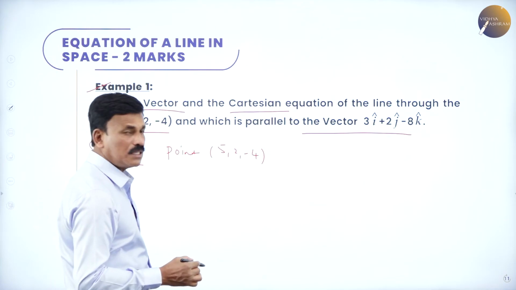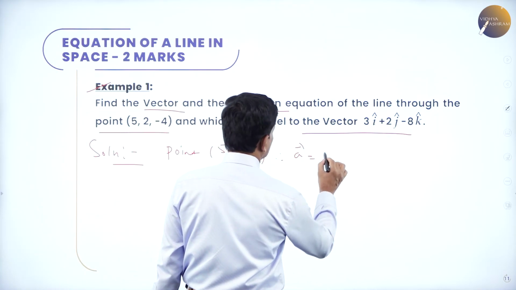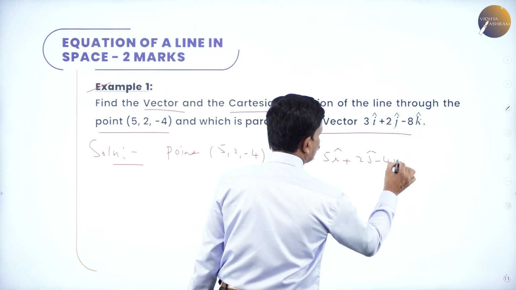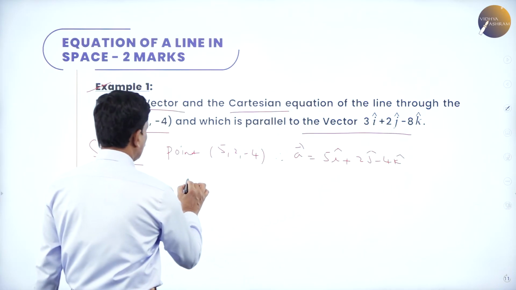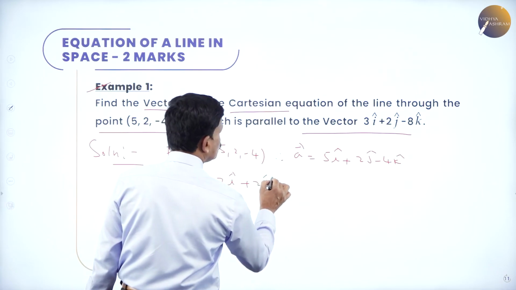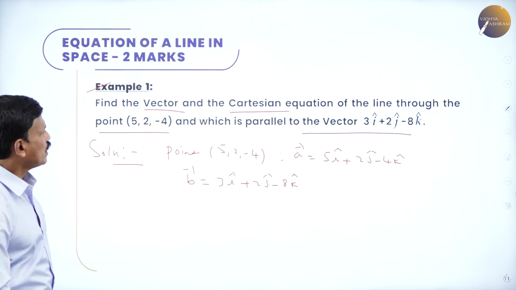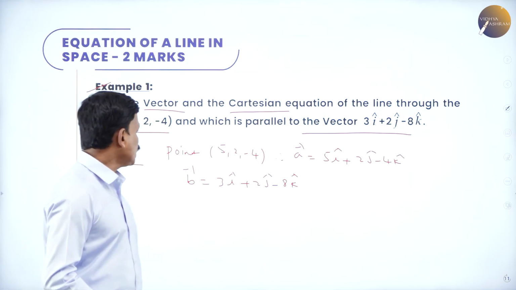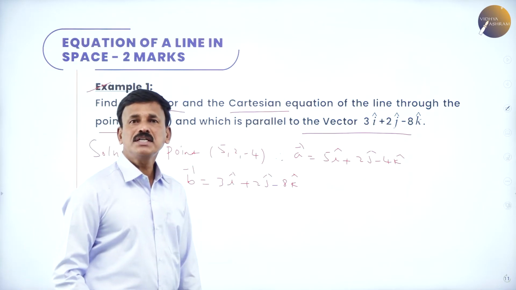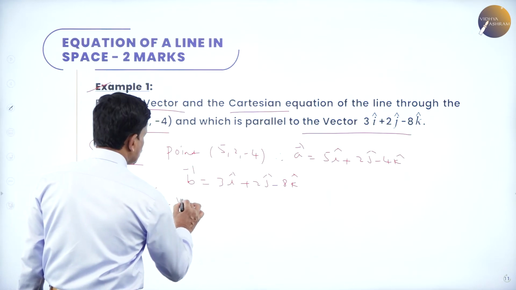So therefore this can be written as vector a is equal to OP. This is vector a is equal to 5i plus 2j minus 4k, and parallel to the given vector, vector b is equal to 3i plus 2j minus 8k. This is the given condition. Vector a is 5i plus 2j minus 4k and vector b is equal to 3i plus 2j minus 8k. Now, first the vector form. Let us come to the vector equation.